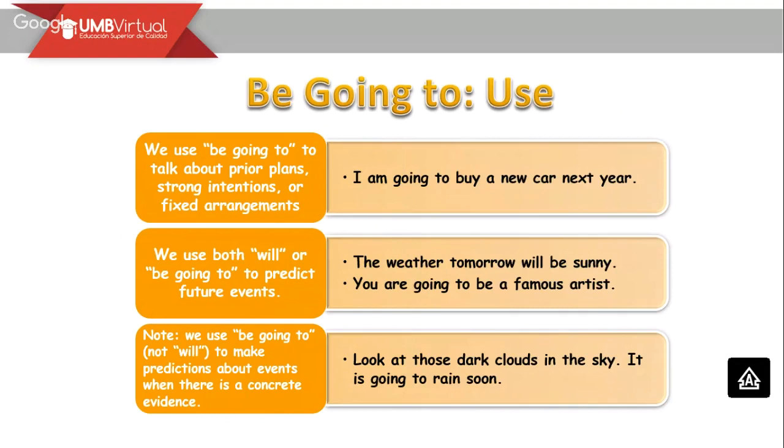We use both will or be going to predict future events, but then are okay to use. The weather tomorrow will be sunny, or you are going to be a famous artist. Okay, all right. So we're just talking about different predictions, not only about weather, but also about a person.